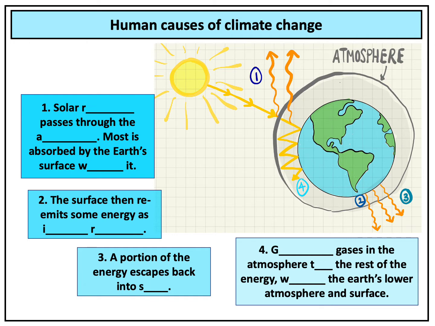The next thing we need to do, so we've looked at natural causes of climate change, we need to have a little think about human causes of climate change. So on the slide there, you have the 4 actions or 4 points of the process of the greenhouse effect. So I would like you to have a go in your booklet of filling in the gaps there for me, please. I'll pause for a second and then you can pause the video and then I'll carry on.